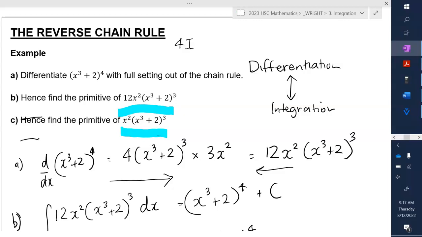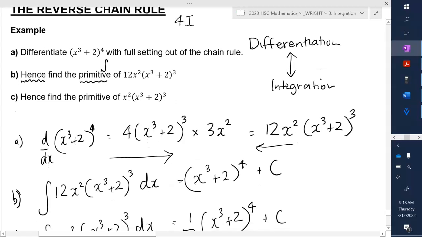Part B says, hence, find the primitive of 12x squared times (x cubed plus 2) all to the power of 3. Okay, so remember what hence means. Hence means we're using our information from previous parts of the question. So we're going to use our information from part A to work out the primitive of this. Now remember, primitive means we're going to integrate. We're finding the integral, and that's our symbol there.